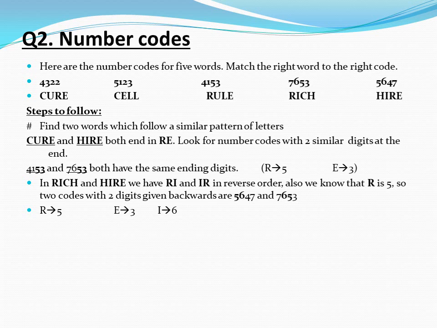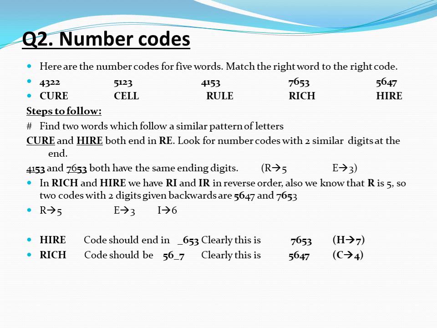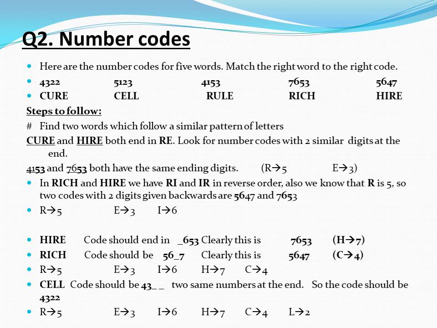So now that you have codes for 3 different letters, use these codes to find the numbers corresponding to rich and hire. So in hire, the code should end in 653 with something at the beginning. So clearly this is 7653. So now you get that H is equal to 7. And for rich, the code should be 56, something in between, and ends in 7. So clearly this is 5647. So now you get C is equal to 4. Also, if you look at sell, the code should be 43 and 2 digits at the end. So the code should be 4322.